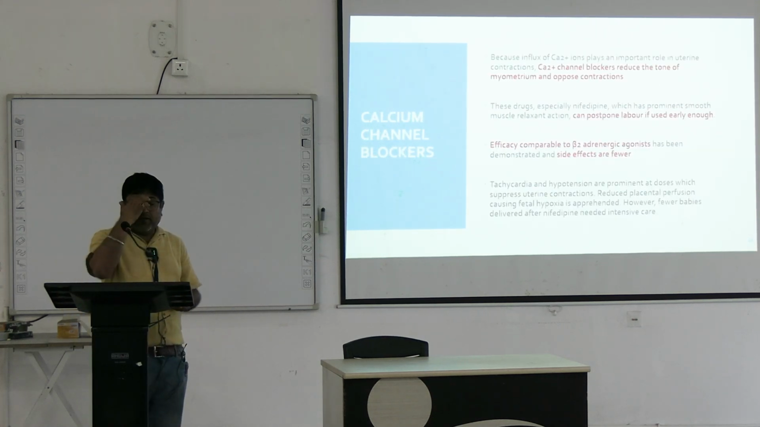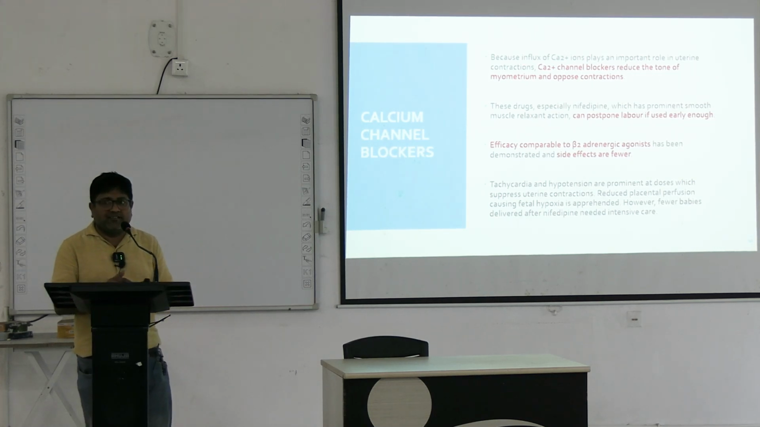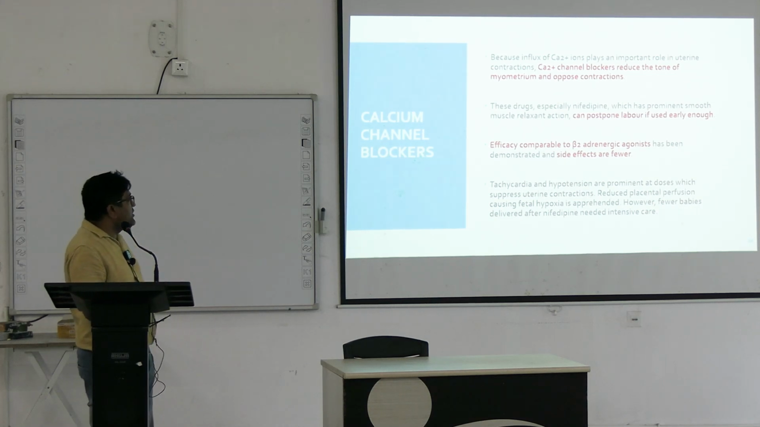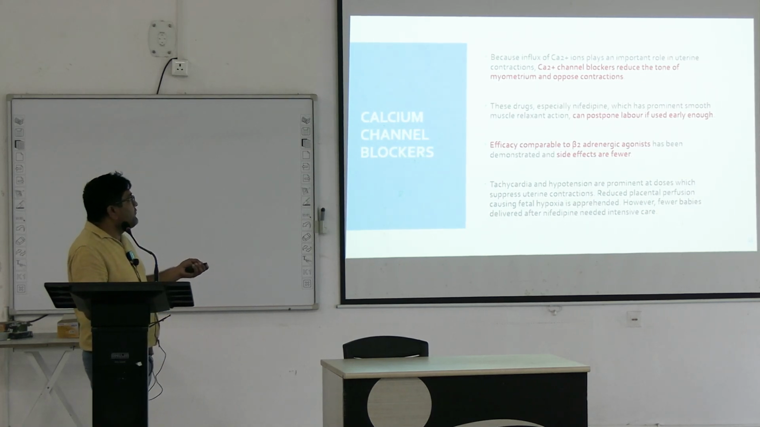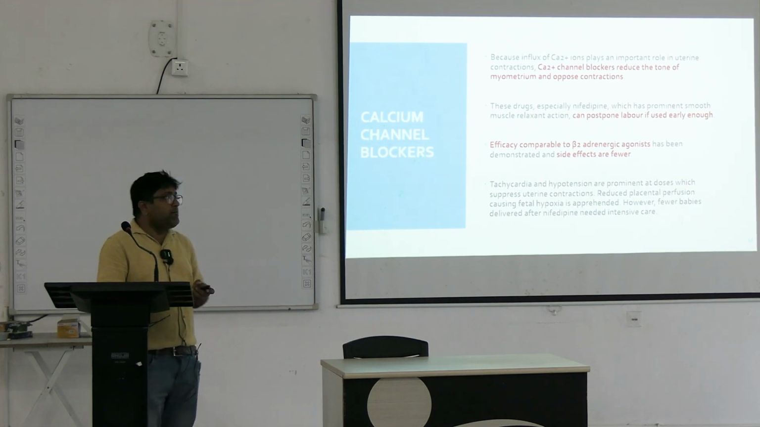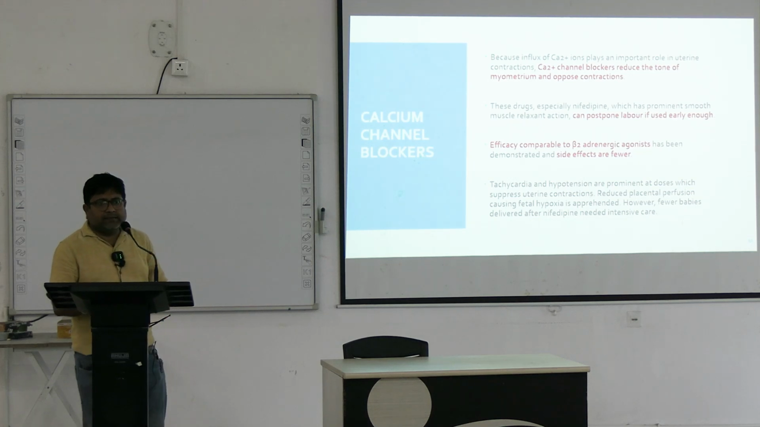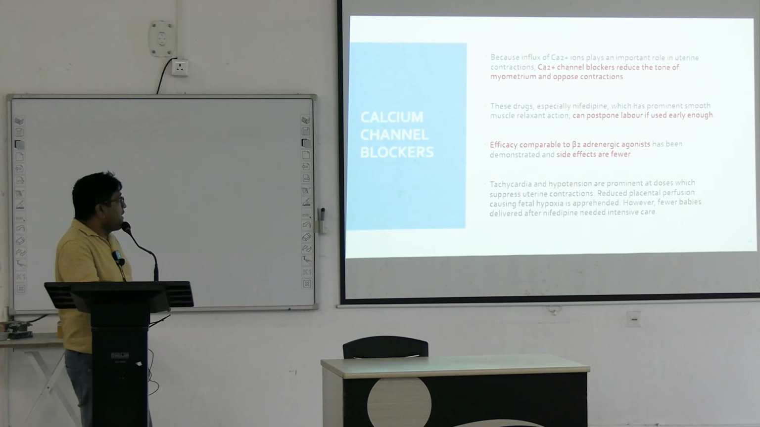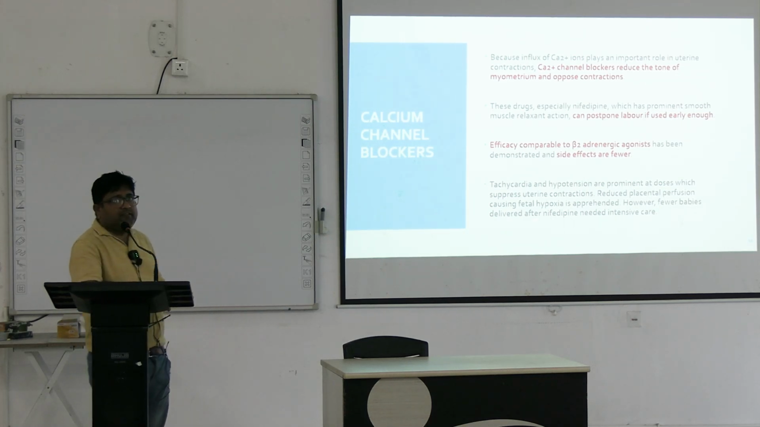Calcium channel blockers. We all know that uterine contraction occurs due to increased availability of calcium. So, if we use calcium channel blockers, they reduce the tone of myometrium and oppose contraction. They can be used to postpone labor if used early enough. Efficacy is comparable to the beta-2 agonist. Side effects are fewer. Although tachycardia, hypotension are prominent at doses which suppress uterine contraction, reduced placental perfusion can cause fetal hypoxia even, but that is not dangerous.